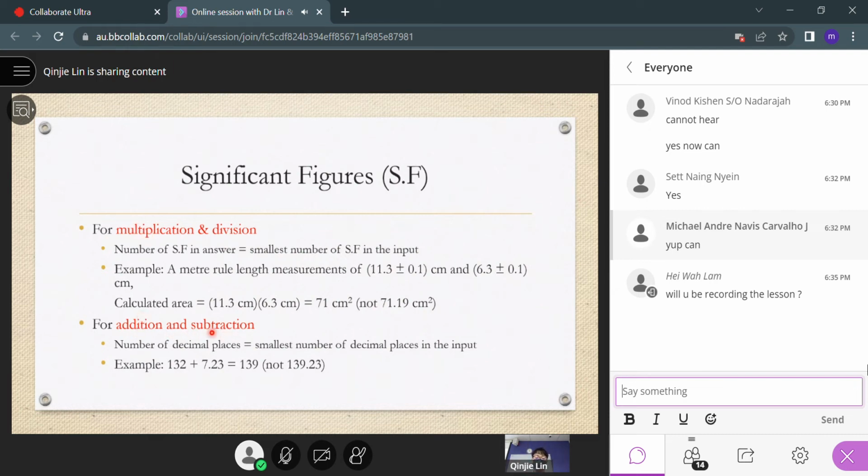Then for addition and subtraction, we follow the decimal place instead. The number of decimal places equals the smallest number of decimal places in the input. For example, if you take these two and add them together, we follow the decimal place of this one, the smaller number of DP in the input. This one has no decimal place, that's why you follow this. We should have 0 decimal places in the output.